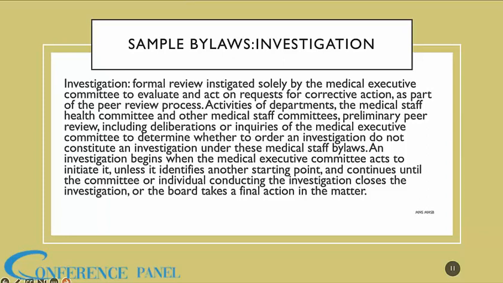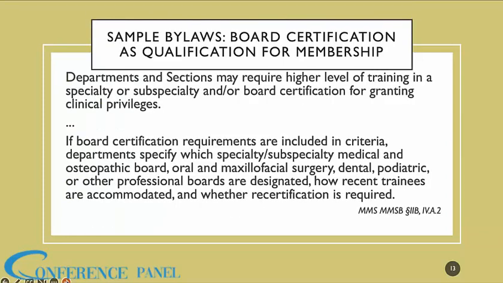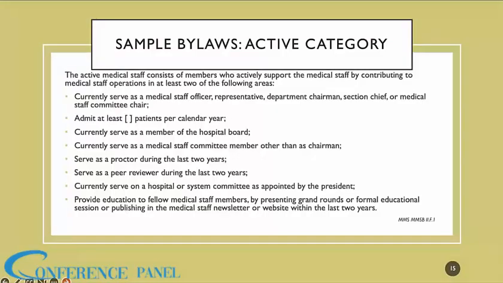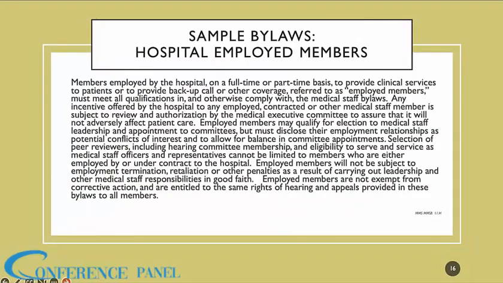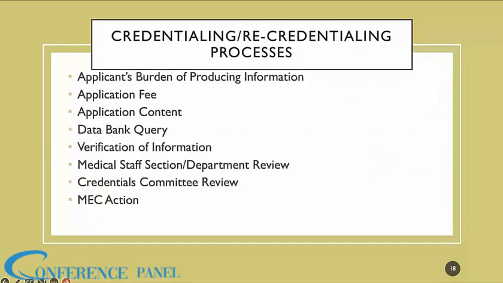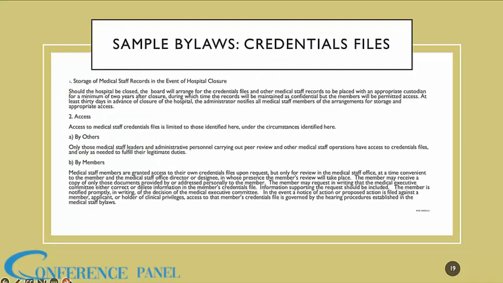Another major issue for medical staff bylaws is membership. Membership has categories, typically active. So here's an example for the active category. Voting rights, it's important to specify those. Credentialing is a key part of the medical staff responsibilities and needs to be delineated clearly in the medical staff bylaws. For example, one example that comes up in the credentialing area is what goes in the file, where it goes, who's responsible for controlling the credentials file.